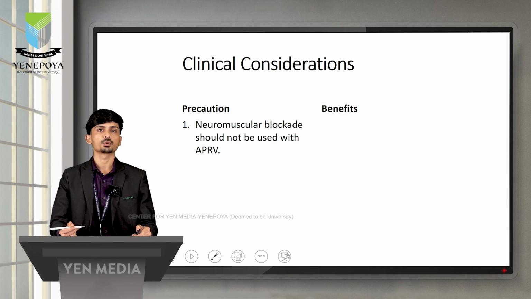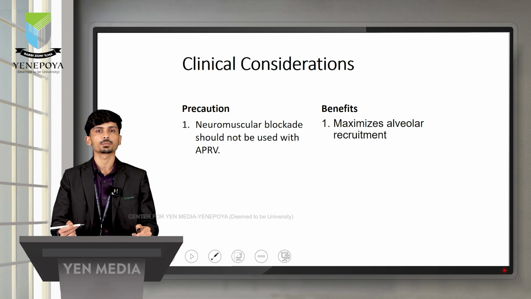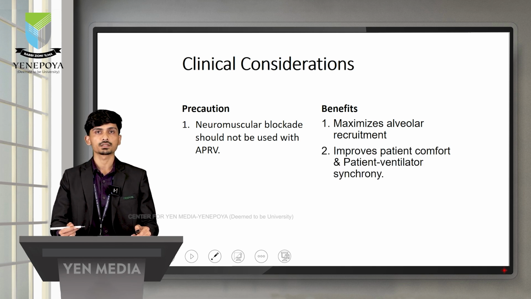So what are the benefits of this mode? Why should we start a patient on this mode when there are other modes available? It will maximize your alveolar recruitment. So it's also one of the recruitment strategies in ARDS. So how does it happen? It prolongs the P high, that is one of the parameters present in this mode. Basically the higher pressure will be maintained for a longer period of time. So this will eventually increase your mean airway pressure. It will maintain the higher mean airway pressure throughout the cycle. So that will allow the time for the recruitment. It improves patient comfort and patient ventilator synchrony by allowing the patient to breathe spontaneously. It minimizes the need for heavy sedation.